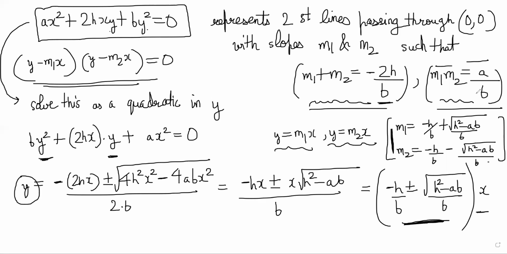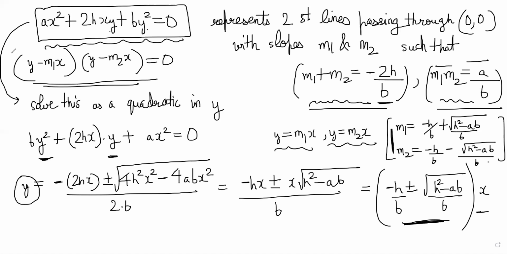So basically now we have proved by algebra and solving it that this definitely represents two straight lines, y is equal to m1x and y is equal to m2x. The slopes of the two straight lines are m1, which is minus h by b plus that root term, and m2, which is minus h by b minus that root term.